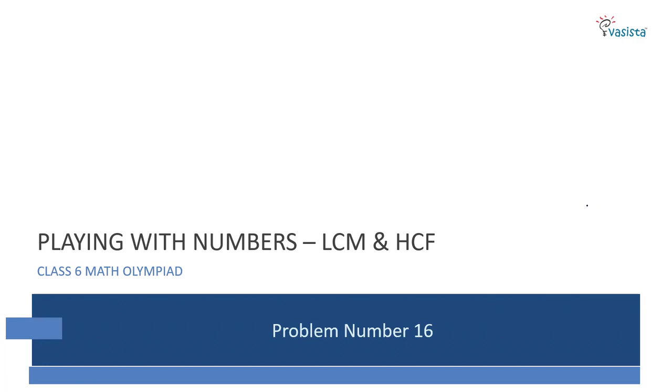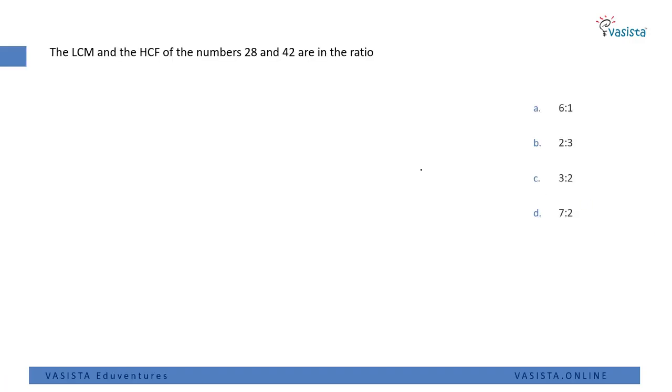Right, let me go with problem number 16. Here the question is: what are the LCM and HCF of the numbers 28 and 42, in the ratio? So we are supposed to find the LCM as well as the HCF, and then we need to find the ratio of LCM to HCF.